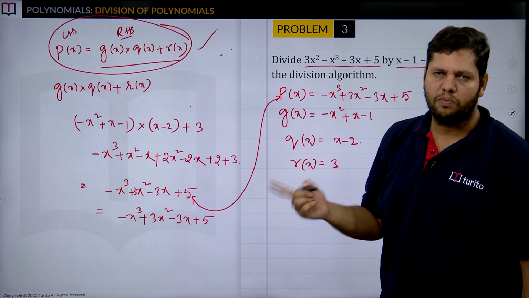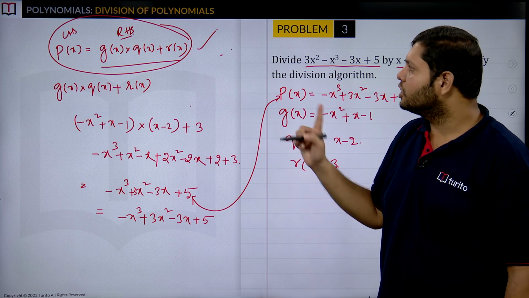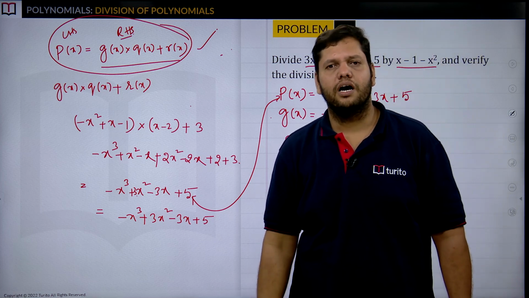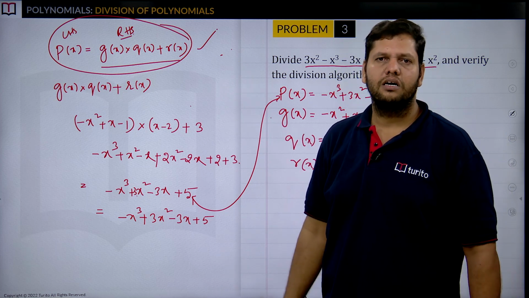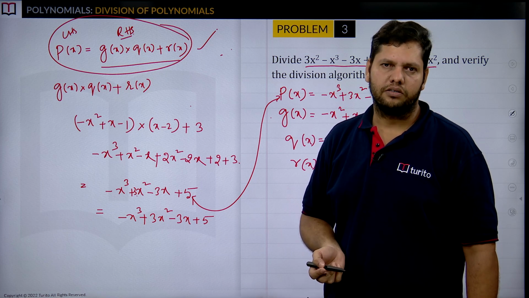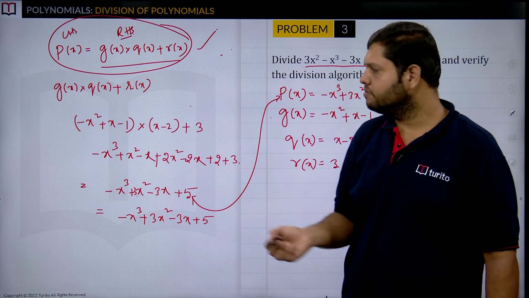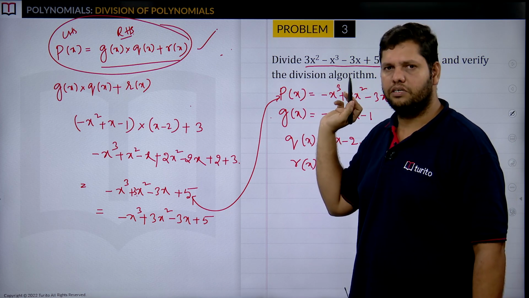So p of x is the dividend value and g of x is the divisor value, and q of x is what, children? It is the quotient, and r of x is the remainder. Then children, substitute everything here, then try to check whether we are getting LHS equal to RHS or not. Clear, children? See, we got this LHS and that is the RHS value.